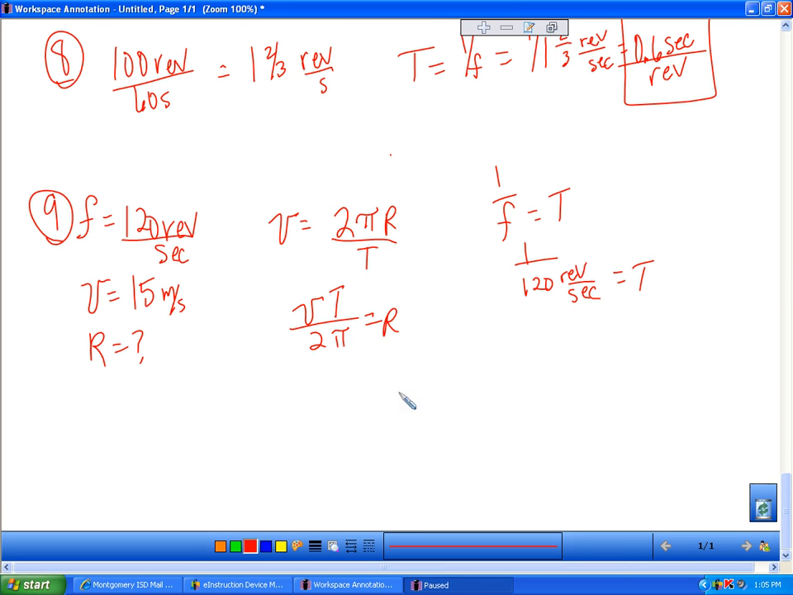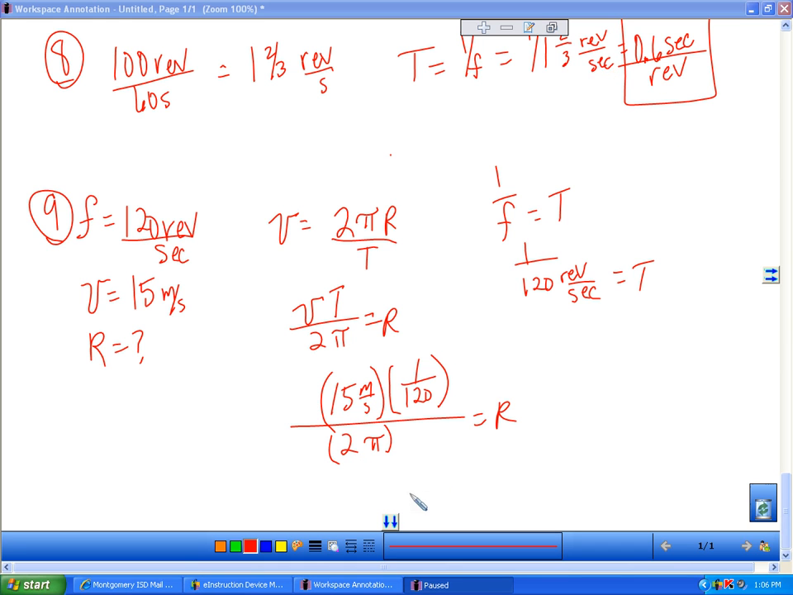So I'm going to go back over here and say, well, 15 meters per second times 1 over 120 divided by 2 pi will give me r. Now be careful with that 2 pi because you want to put that in parentheses, because if you just do 2 pi, it'll divide by 2 and then multiply by pi and give you a bad answer. You're welcome, babe.